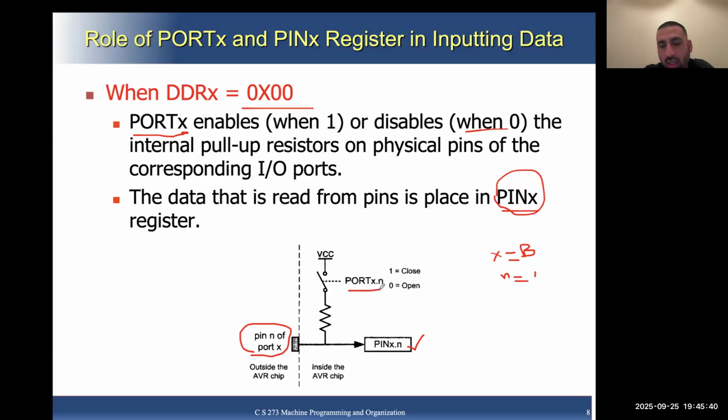And whatever value is placed in here is actually used to control this switch. For example, if the value of PORTB dot 1 is 1, then the switch will be closed. But if the value of this PORTB dot 1 bit is 0, then the switch will be open. This is known as a pull-up resistor. So if it is 1, the pull-up resistor will be connected. If not, it will act as an open circuit, right? Then any questions here?